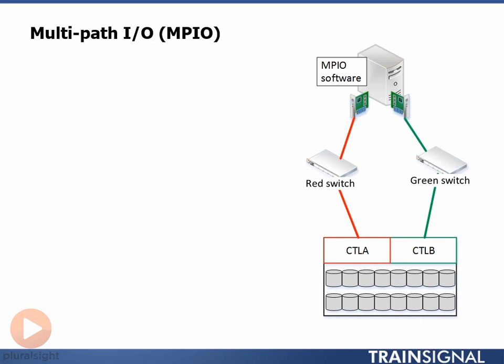One HBA is connected to the red switch and the other to the green switch. And importantly, on our host we have MPIO software. Now this could be specialized software purchased from your storage vendor, or it could be the default MPIO software that ships with most operating systems such as Windows and Linux. We see that each of our switches is connected to a different controller in our storage array, so it should be real simple to see how this configuration is resilient to component failure.